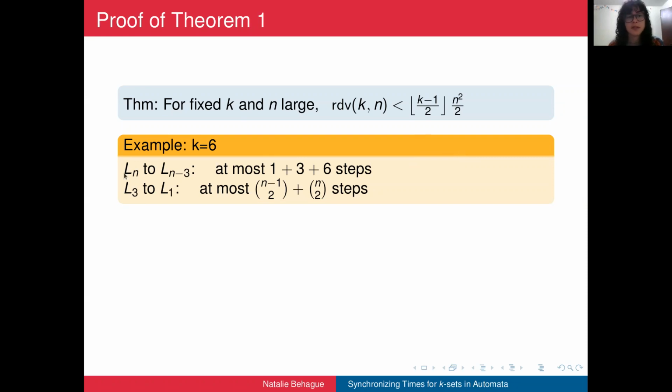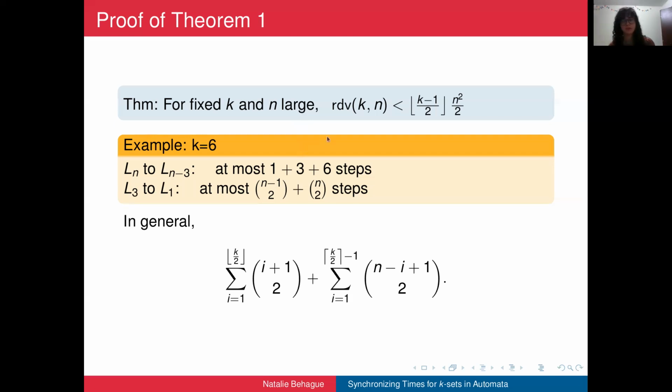So what we're actually going to do in this case, k equals 6: we know we can find a word from a set of n states to a set of n minus 3 states that takes at most 1 plus 3 plus 6 steps. So we can go from n to n minus 1 in one step, n minus 1 to n minus 2 in at most 3 steps, and n minus 2 to n minus 3 in at most 6 steps. That's just applying Frankl-Pin in those cases. And we also know that we can find a word from any triple to a singleton in at most (n minus 1 choose 2) plus (n choose 2) steps. Again, just applying Frankl-Pin directly. So how do we put these two things together?